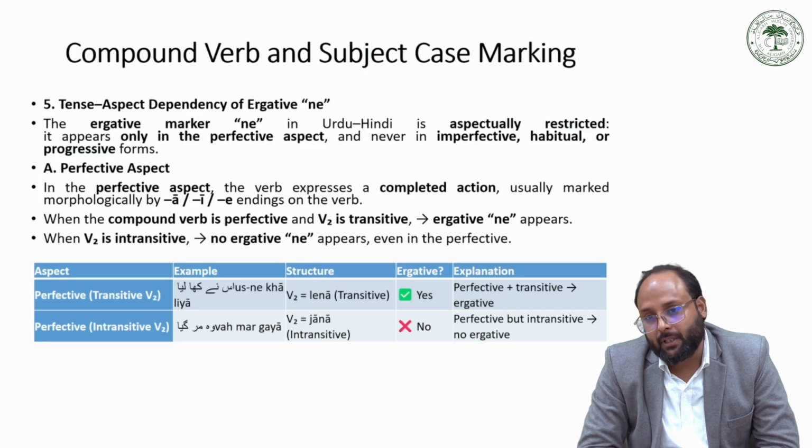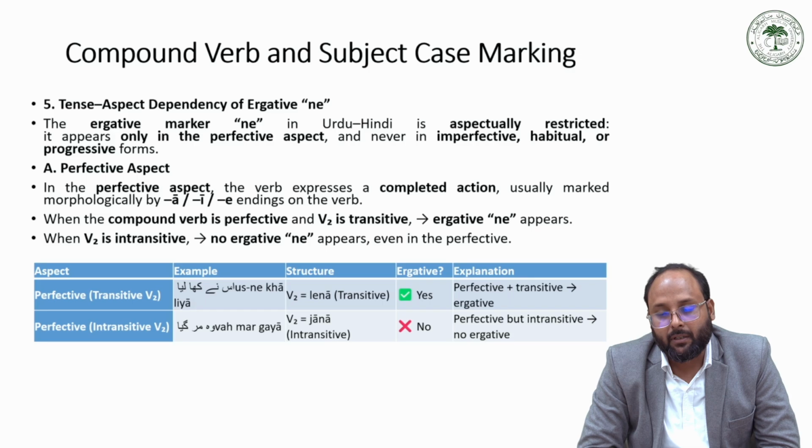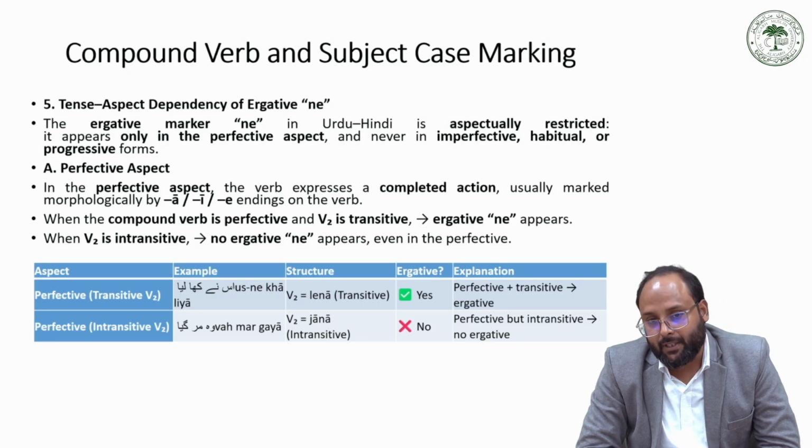Like वो खाना खाता है, वो खाना खा रहा है, वो स्कूल जाता है. ये वैसे उसने खाना खा लिया. So in this particular case, it will take the ne marker.